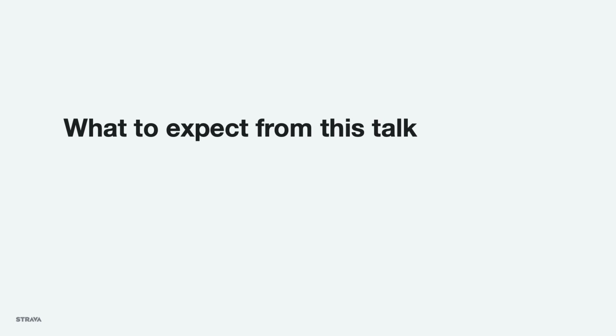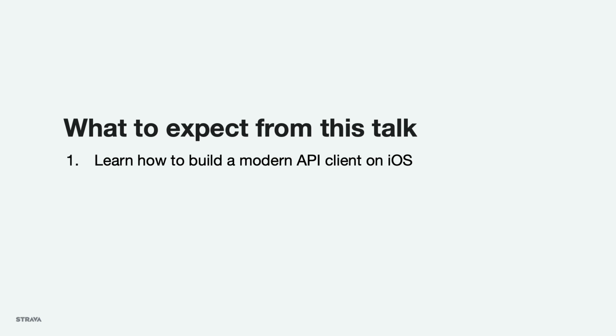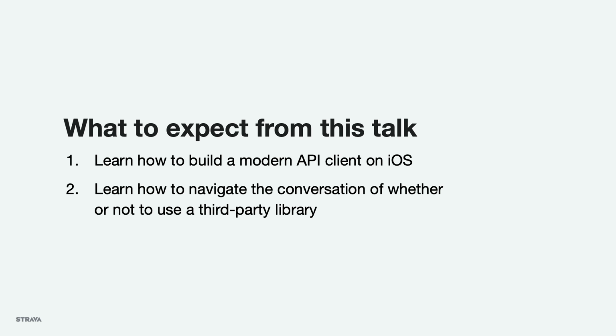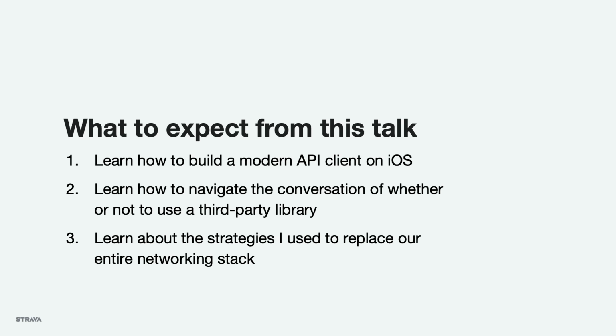So now I want to give you an overview of what to expect from this talk. The first being, I want you to learn how to build a modern API client on iOS. And the second being, I want you to learn from my experience of navigating the conversation around whether or not to use a third-party library. And lastly, I want you to learn about the strategies I use to mitigate risk and replace our entire networking stack over the past year.